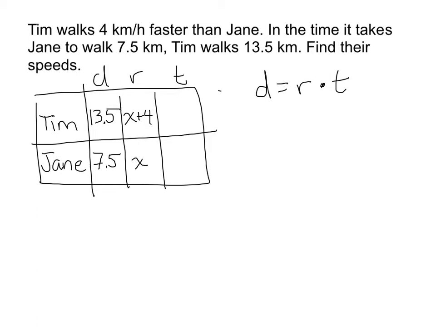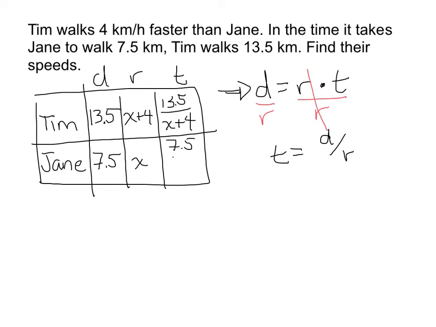Now let's look at our formula here and let's solve this for t. If we solve this for t, it would be by dividing both sides by r. Now I'm going to write the time in our columns in terms of the distance and the rate. Tim's time will be his distance divided by his rate. Jane's time will be her distance divided by her rate.